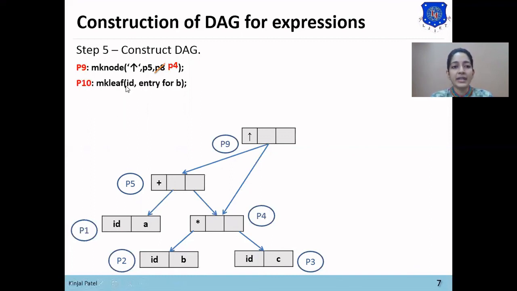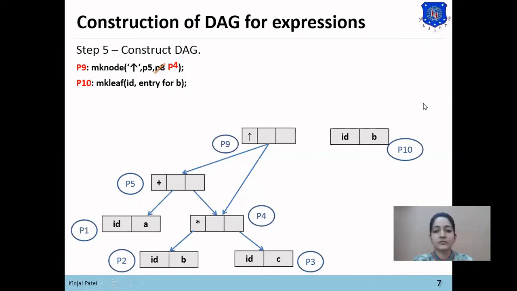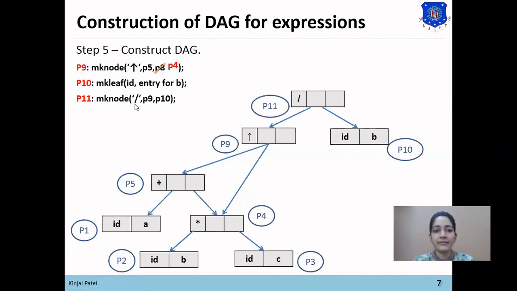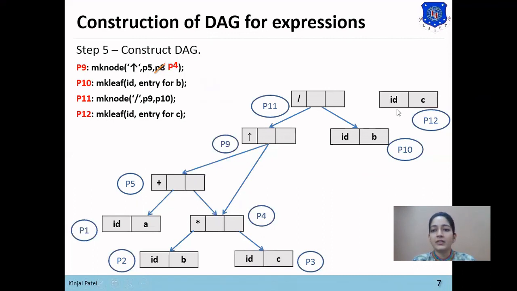Now the next function is P10, which is the entry for B. So P10 and the entry for B. Now next is the division. We'll create the division node, and the left child of the division node is P9 and the right child of the division node is P10. And this node will become P11. Now next is P12, so the entry for C will be made. Here identifier C will be made and that node will become P12.